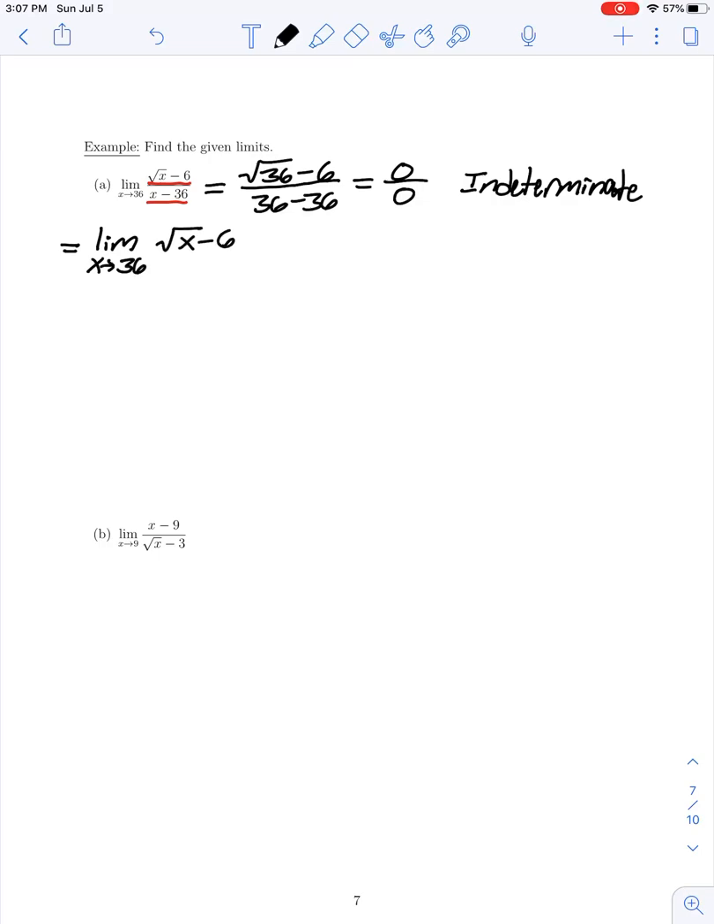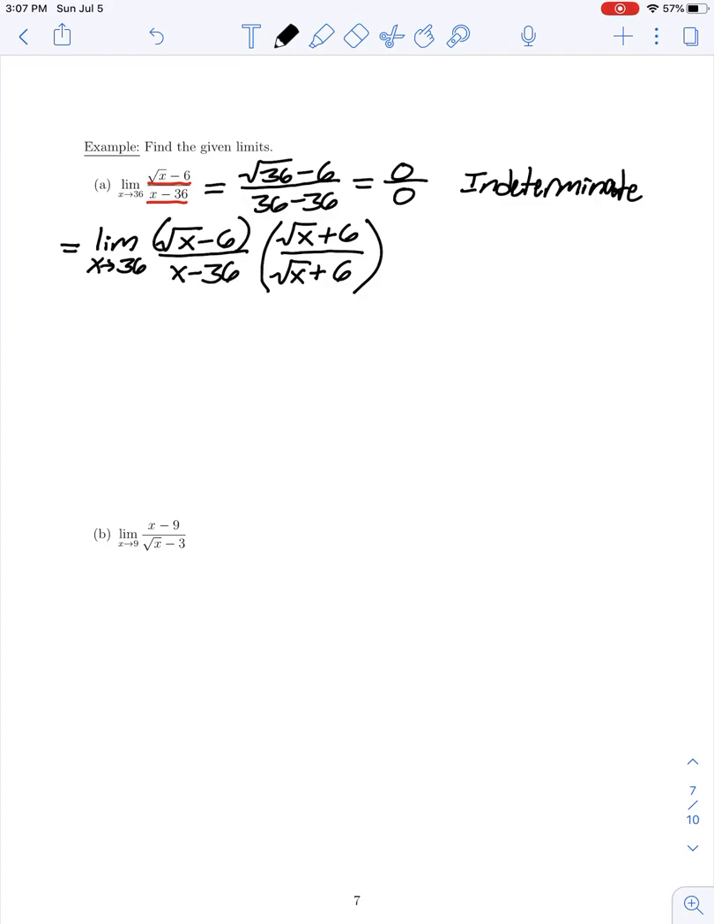So let's take a look at this. Our function was the following, and the expression that I have in the numerator, square root of x minus 6, I could multiply by its conjugate, which would be the expression square root of x plus 6. Now, if I multiply my numerator by that term, I must also multiply the denominator by that same term. Now let's see what that buys us.